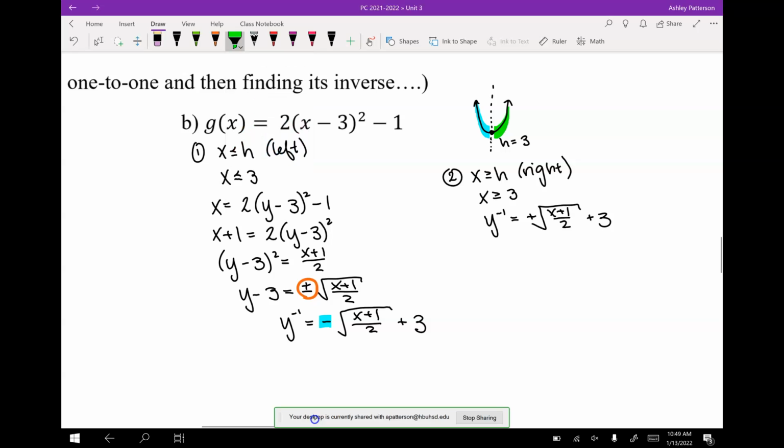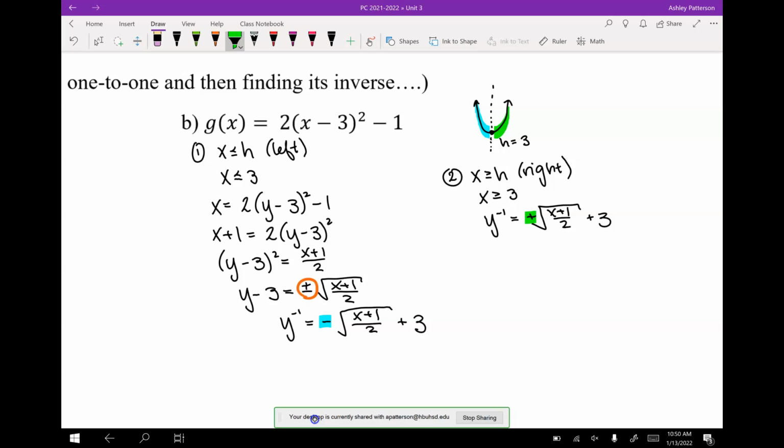Again, the reason that we restricted the domain at the beginning is because our given function wasn't one-to-one. And in order for us to find an inverse that is a function, we had to restrict the domain. So we're only finding the inverse for either the left side of the parabola or the right side, not the full curve. Does that make sense, everyone? Okay. Any questions on example B?